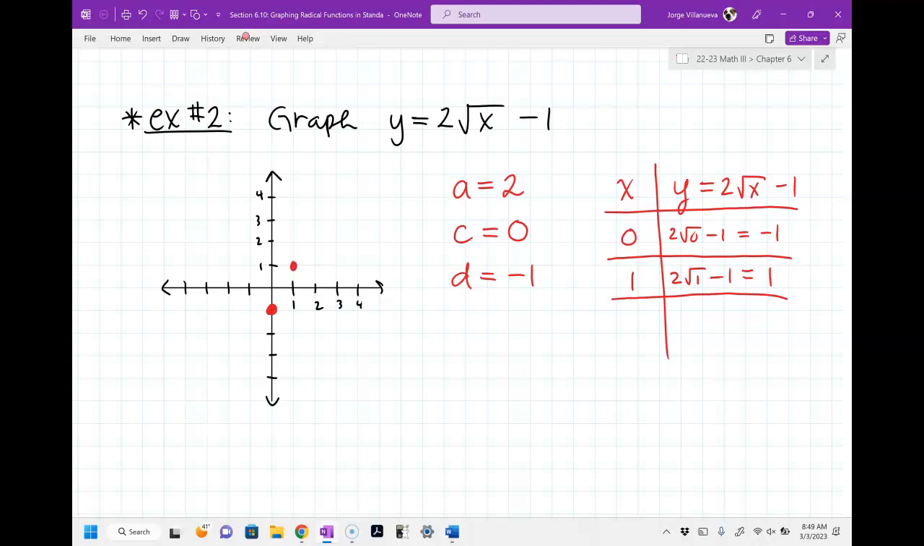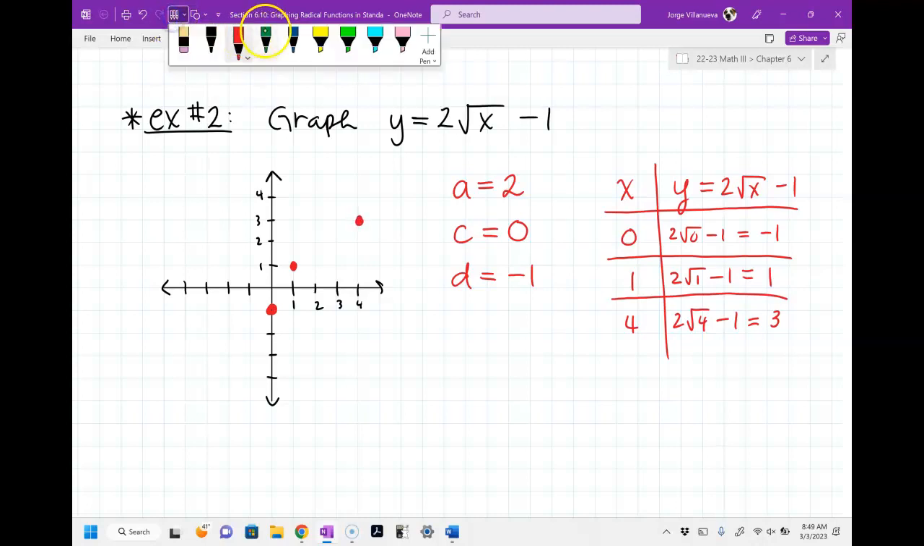All right, what number should I try next? A 4. 4 would work good because it'd be a square root of 4. So I'll try a 4 here. 2 square root of 4 minus 1. I know the square root of 4 is 2, and 2 times 2 is 4. 4 minus 1, 3. Right? So that's 4, 3.